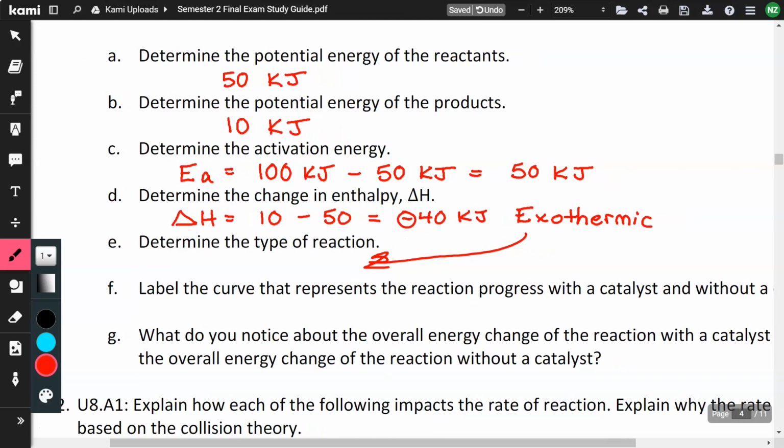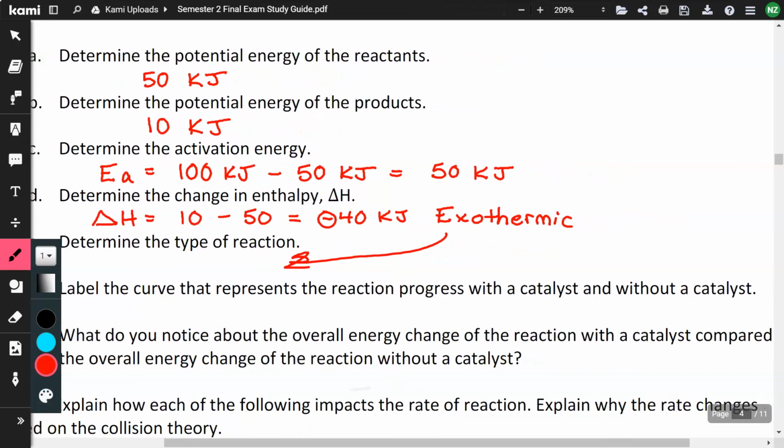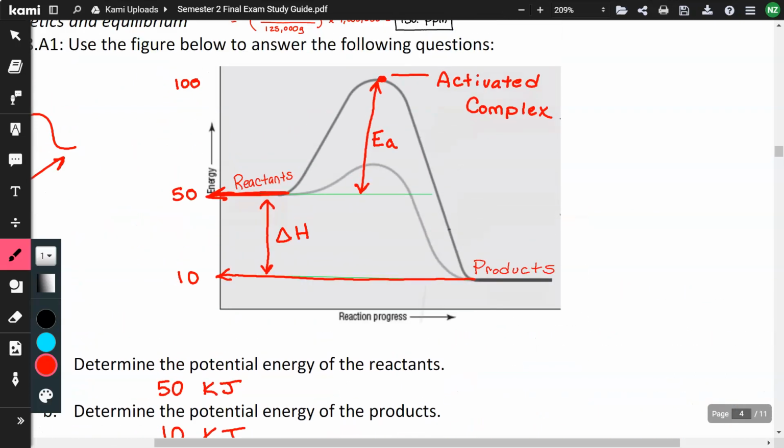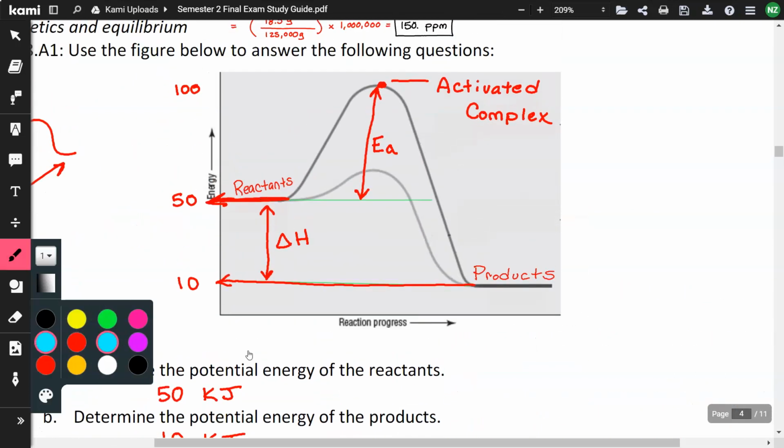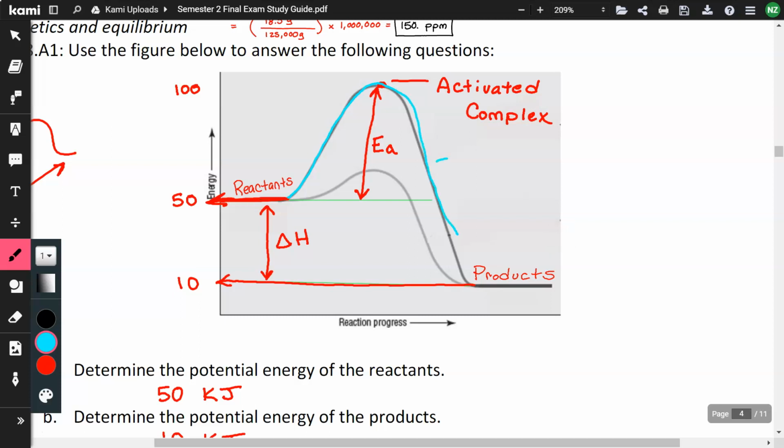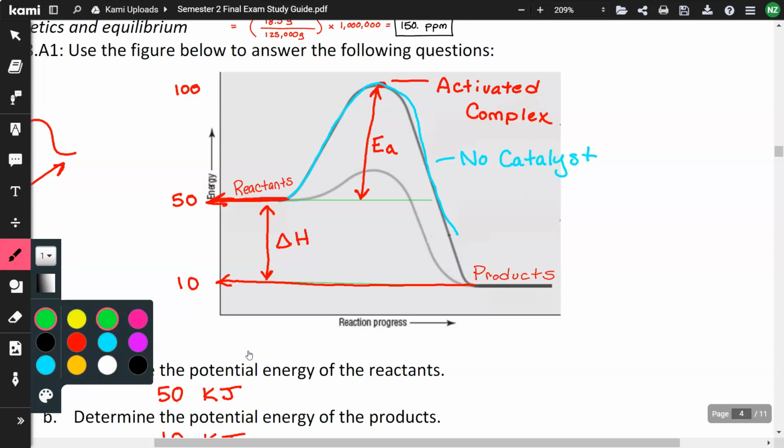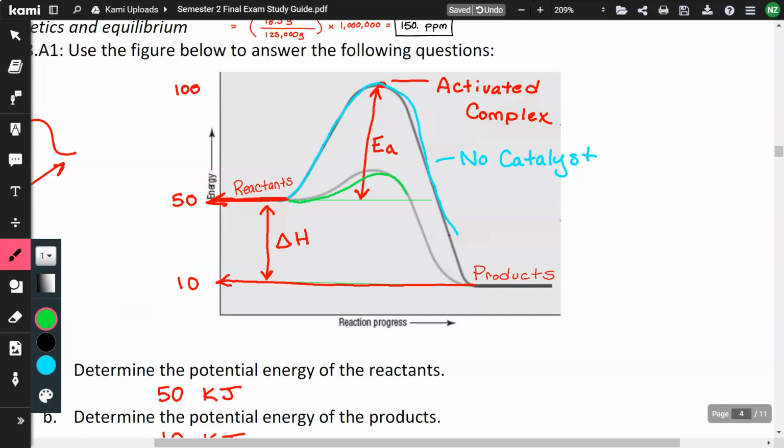Label the curve that represents the reaction progress with a catalyst and without a catalyst. Okay. So all a catalyst does is it lowers the activation energy. So this curve right here, the blue one, this would be no catalyst. And the green one here, the energy's been lowered, that would be with catalyst.